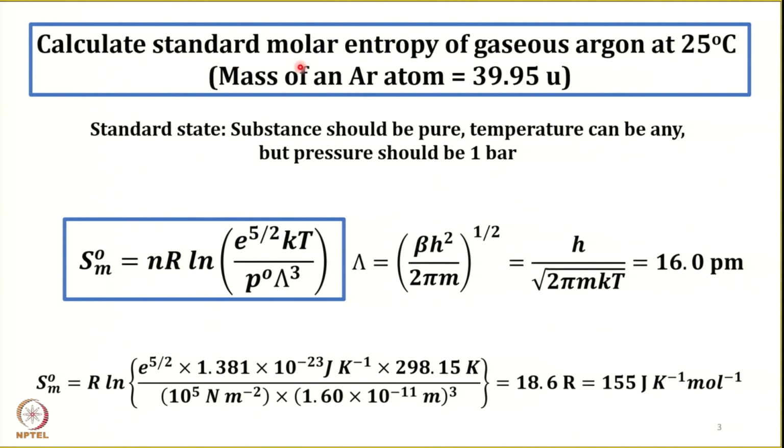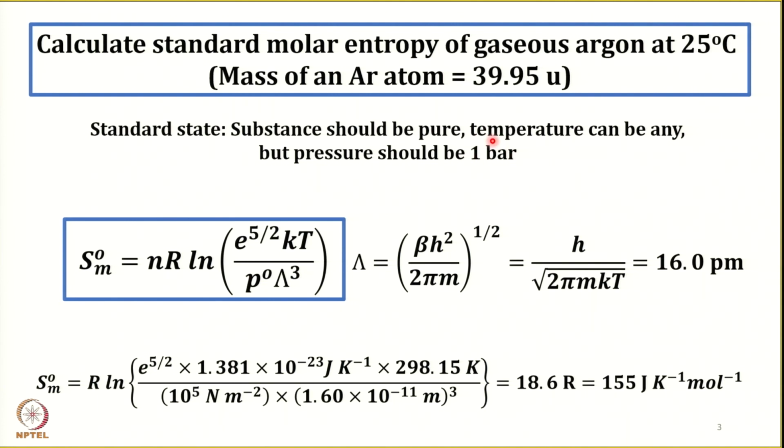Standard means they want us to calculate the entropy under standard state conditions. What is a standard state condition? Standard state means the substance should be pure, the temperature can be any, but the pressure should be 1 bar. Keep this definition in mind. So in the Sackur-Tetrode equation, look at the notation that I have used: Sm naught, where m represents molar and the naught is used for the standard state condition, and the pressure we also write as P naught. What is the value of P naught? P naught is 1 bar.